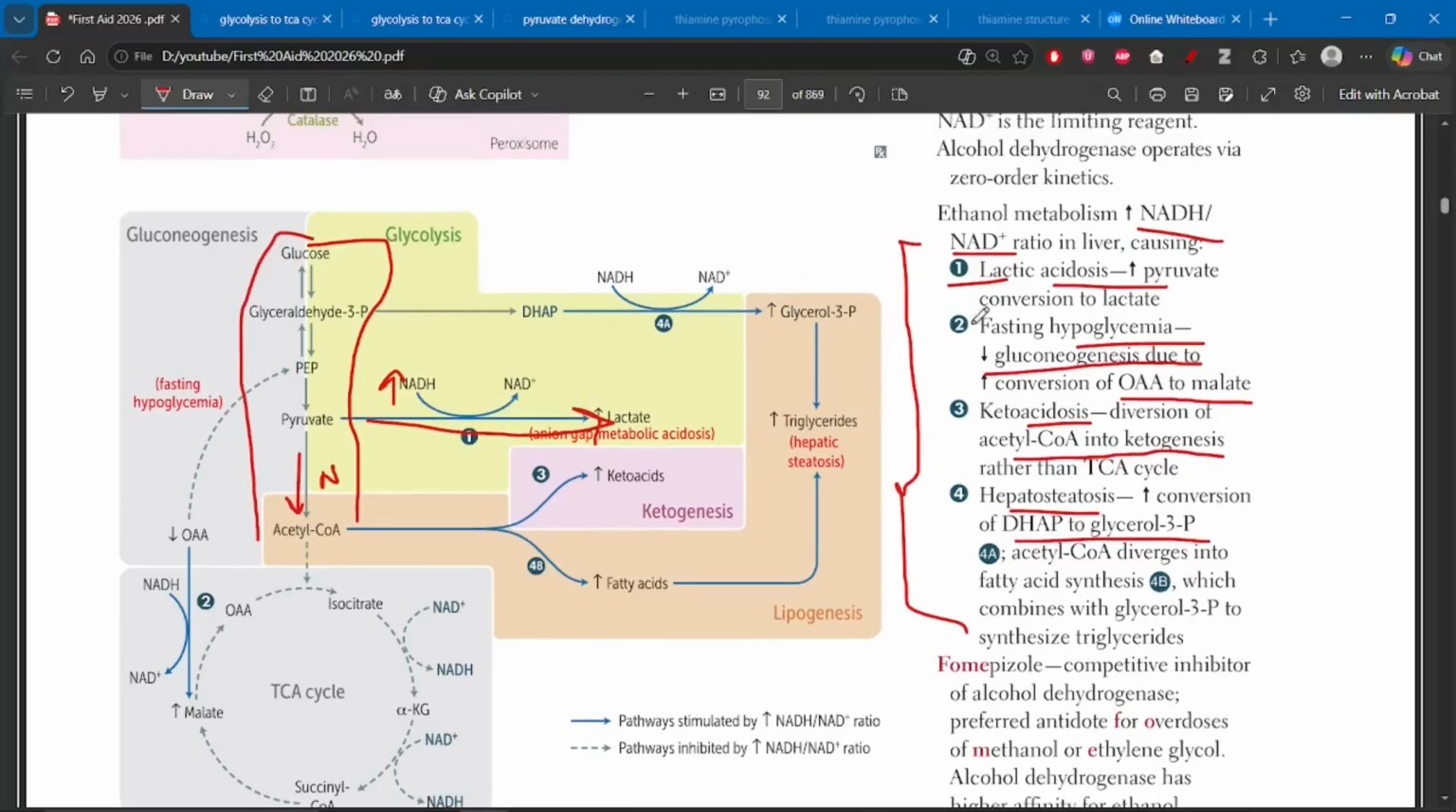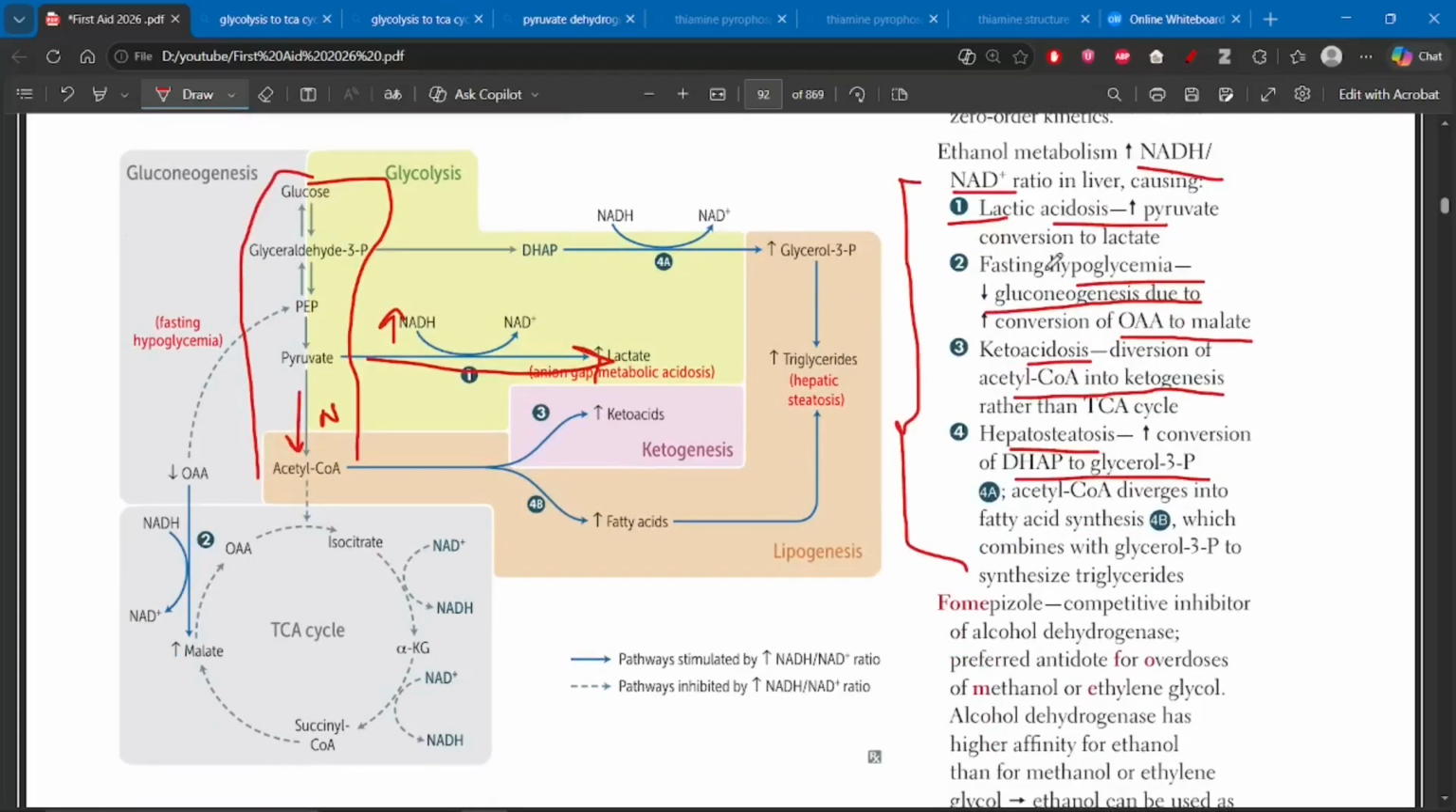Right. The basis of all of the pathology surrounding ethanol poisoning is this disturbance in the NADH/NAD ratio. That's the basic problem, and this can lead to all of these effects. So we've discussed the first one. Let's discuss the second one: fasting hypoglycemia.